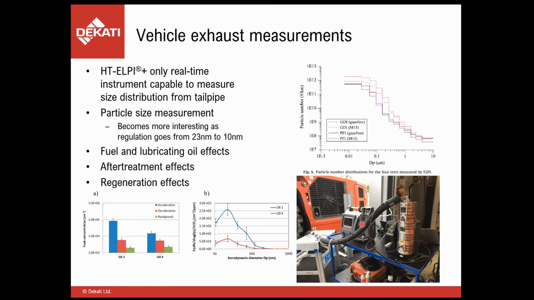The reason why particle size is important or interesting at the moment is that in our upcoming legislation, it's changing from measurement from 23 nanometers down to 10 nanometers. So it's important to know what is the size distribution of the solid particles coming out of the exhaust. And of course, it can be used to study fuel and lubricating oil effects, after-treatment effects, and especially regeneration effects. When the DPF is regenerating, it's generally generating quite high concentrations of smaller particles. And then of course, after the regeneration event, the penetration through the DPF is higher than after a few minutes of loading. So it can be used to eliminate those as much as possible.